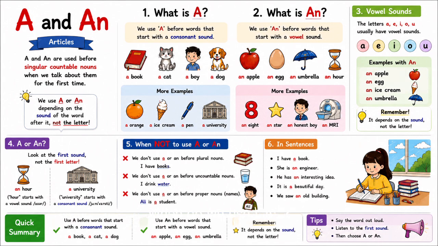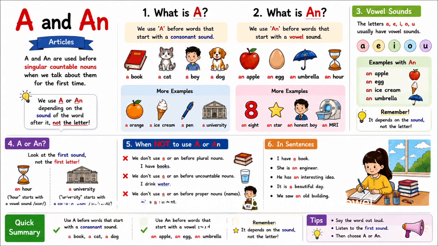When do we use a? We use it before a word that begins with a consonant sound. Look at these examples. A book, a cat, a dog, a boy, a teacher, a car, a house. The first sound is B, C, D, T, K, H. So we use a.